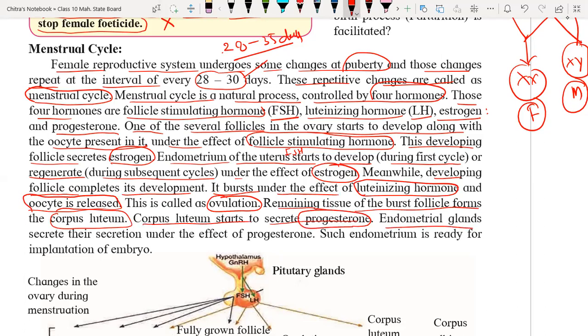And the endometrial glands secrete their secretions under the effect of the progesterone hormone. Okay, so the endometrium is ready for implantation of the embryo. If the egg cell is fertilized, then it will form a zygote. The zygote will develop into the blastocyst, and the blastocyst will get implanted into the uterus in order to form the baby. So all these processes are controlled by four hormones: follicle stimulating hormone, luteinizing hormone, estrogen, and progesterone.